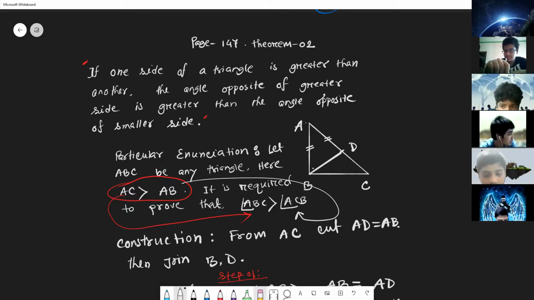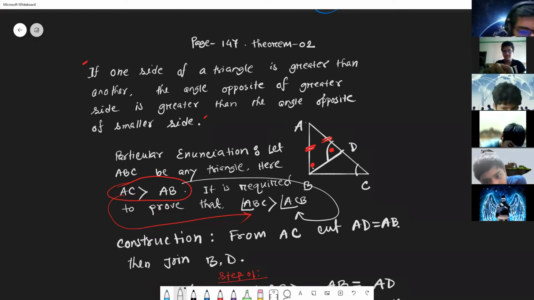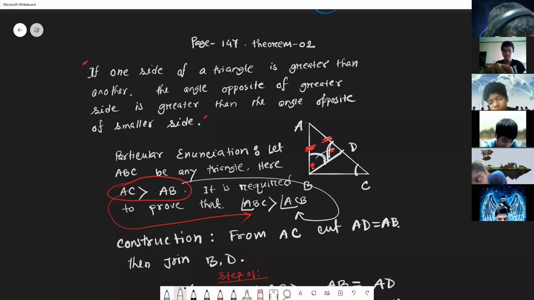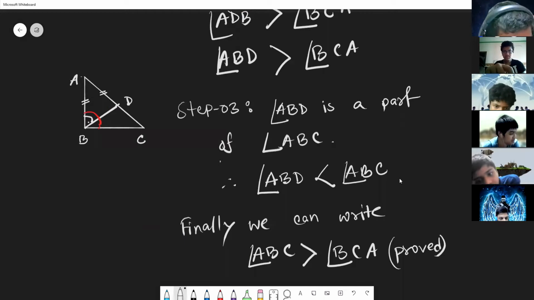In the first step we have shown here there are a total of two angles. These two angles are the same because this is an isosceles triangle. The two sides are the same, that means two angles are the same. In the second step, we have shown this angle is greater than this angle, because this is the external angle, always greater than this angle. That means they are the same. That's why we can say this angle is greater than this one. Second step done. In the third step, we have shown here that this white color angle is the part of this red color angle.